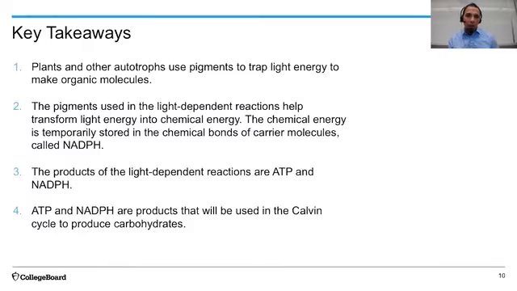If you notice, we're focusing on what the products are, because the products are going to be important, because they're going to eventually be used as reactants. And then ATP and NADPH are products that will be used in the Calvin cycle to produce those carbohydrates.